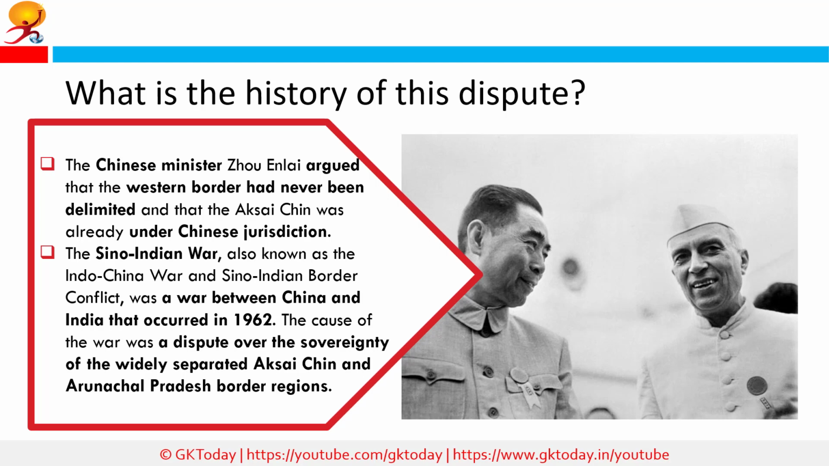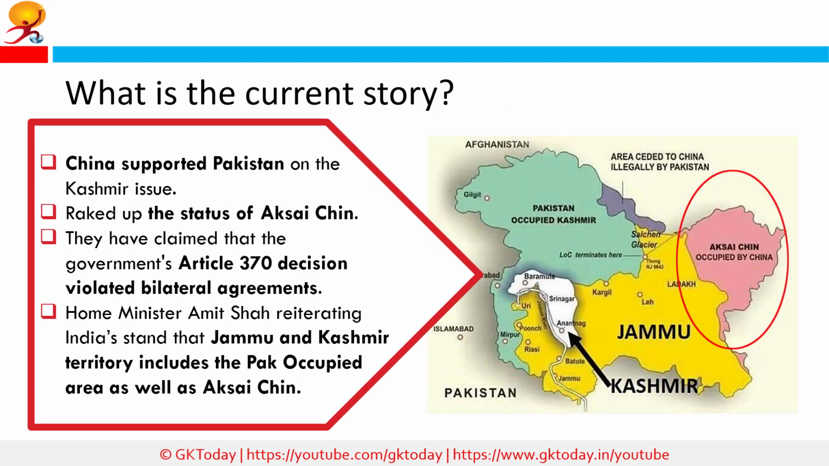Aksai Chin, claimed by India to belong to Kashmir and by China to be a part of Xinjiang, contains an important road link that connects the Chinese regions of Tibet and Xinjiang, and it is of utmost importance to China in order for them to maintain control of Tibet. Now, China's construction of this road was the trigger for this conflict. However, as we know, the outcome of the war wasn't very friendly for us. So, what is the current story?